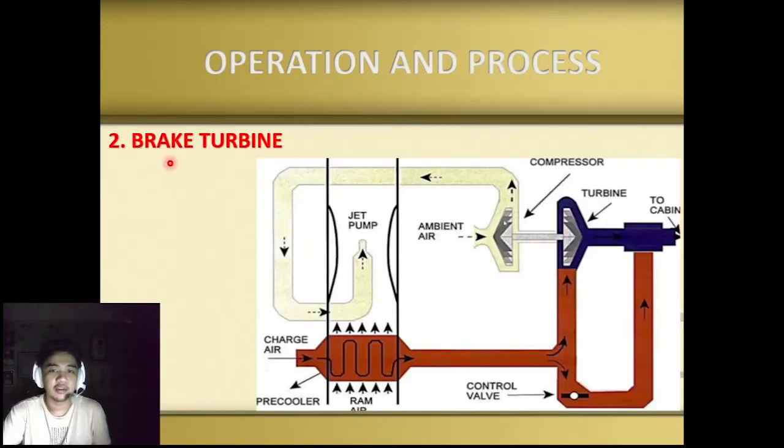So the second air cycle machine is the brake turbine. In this system, the charged air is directly supplied to the turbine via the heat exchanger. Then the turbine drives the compressor, which takes in low pressure ambient air and expels it through a restriction. The expelling of ambient air through a restriction causes back pressure on the compressor, which puts a brake on the turbine. That is why this system is called the brake turbine.